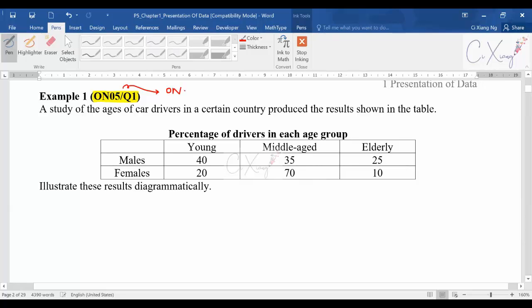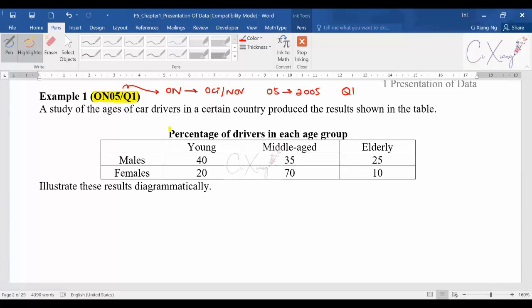ON means October, November. 05 means year 2005. And then question 1 is question number 1. All right, so all this code actually means that they are taken out from past year questions. Okay, all right, which is many years ago, 15 years ago. So maybe at that time you were only 2 or 3 years old, right? Okay, then let's have a look.